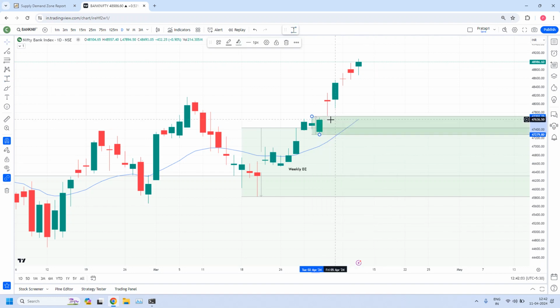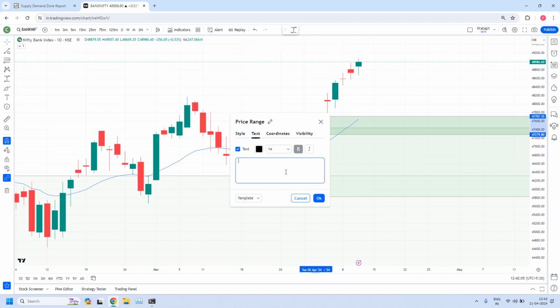This is a daily demand zone. This is a daily high liquidity demand zone. That is an important point. Let me add the text. So this is a daily HLQ demand zone.